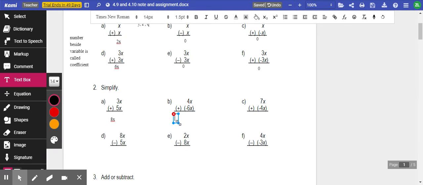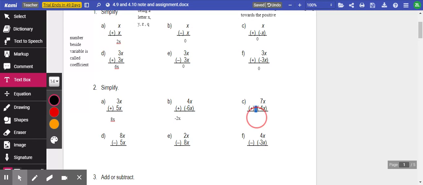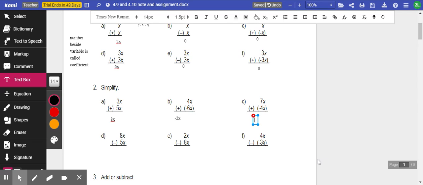In the next one here, we have 4 plus negative 6x. So if we're adding a negative number, it goes further towards the negative. And in this case, 6 being greater than 4, so it's going to be negative 2x. Over here, we've got 7 plus negative 4x. Once again, adding sadness or adding a negative number. We're going to go towards the negative. So 7 subtracting 4 being 3x. Notice how we're always keeping those x's unless it's 0.